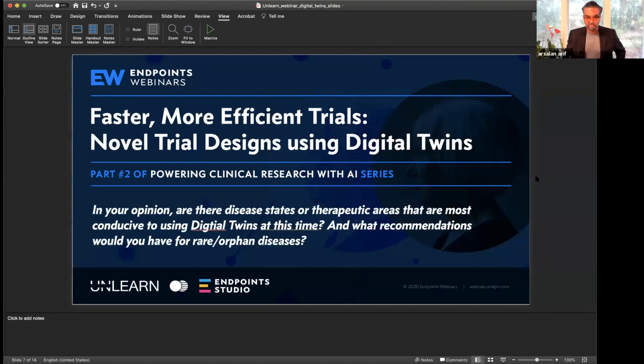Right, moving along. In your opinion, are there disease states or therapeutic areas that are most conducive to using digital twins at this time? What recommendations would you have for rare and orphan diseases?